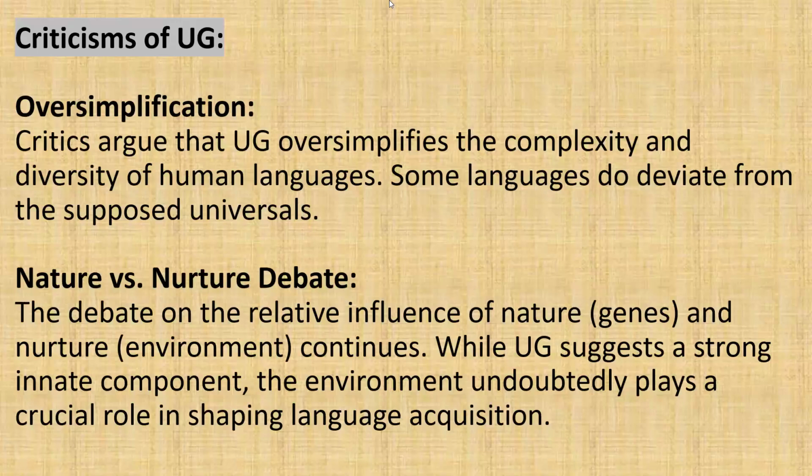Criticism of universal grammar: oversimplification. It's becoming very simple, but this simplification is too much. So that is one criticism against universal grammar. Critics argue that universal grammar oversimplifies the complexity and diversity of human languages. We know there are different languages, and these languages have lots of dissimilarities, that means differences. But universal grammar focuses on the similarities of these languages. They say all the languages are the same, so it's a kind of oversimplification.